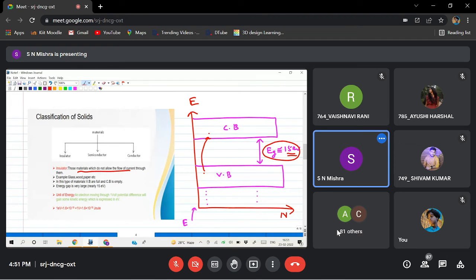You can see here the unit of energy, which I have already explained. An electron moving through 1 volt potential difference gains some kinetic energy, which is expressed as 1 electron volt, and that can also be represented in joules. So EV means electron times potential. The charge of an electron is 1.6 into 10 to the power minus 19 into 1 volt. If you calculate that, you will get that much joule. The standard unit we take is electron volt, but you can also express it in joules. Clear?